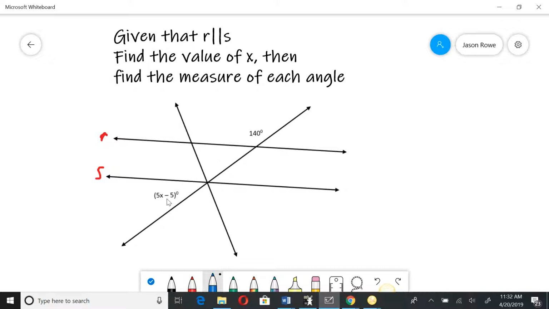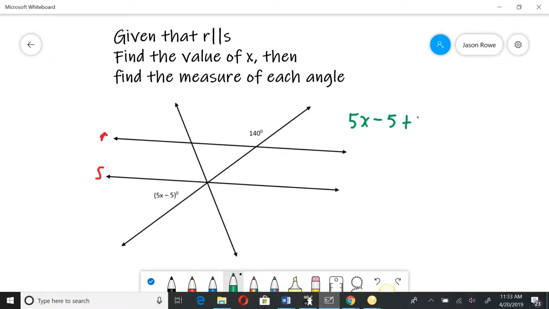So if we look, they are on the same side of the transversal. Remember, this is the transversal. It cuts through two or more other lines. And they are exterior angles. So same side, exterior. Well, we know that we have a rule for this. Same side exterior angles are supplementary. That's a theorem.